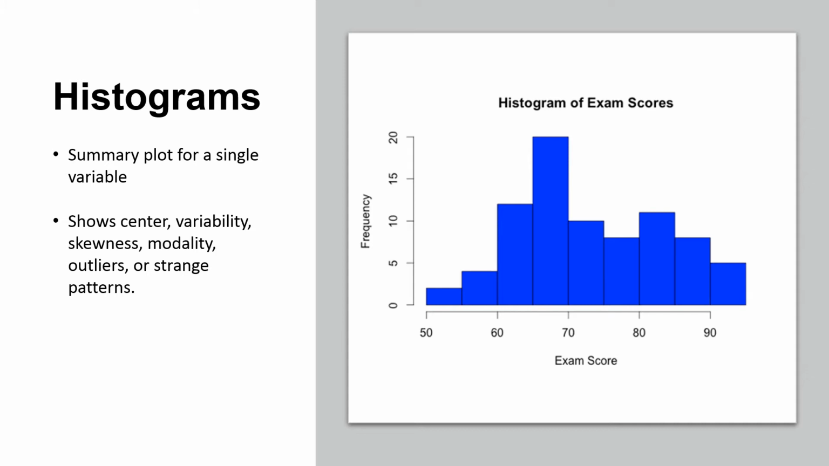As an example, this graph shows a histogram of exam scores. We can clearly see that the distribution is bimodal, with one mode between 65 and 70, and the other between 80 and 85. The distribution is centered around 70, and is highly variable with a range between 50 and 95. The distribution is slightly skewed to the right, with no visible outliers.